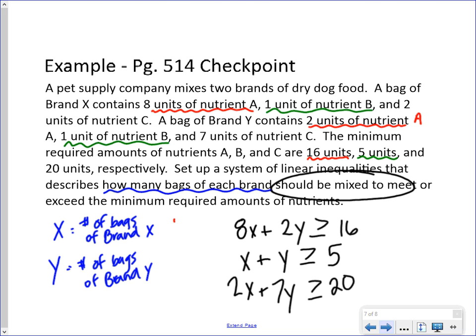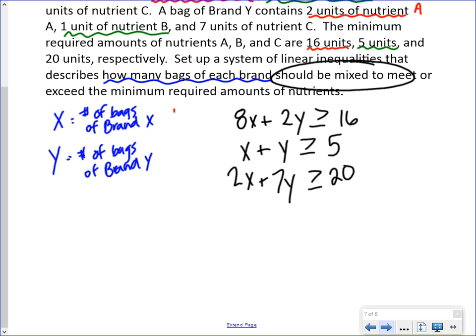Now there are 2 other requirements that I think should be there because we're working in the real world. So imagine me going into PetSmart. What is the least amount of bags of brand X I could buy? I have to buy 1? 0. Am I allowed to go into a store and not buy anything? Yes, I am. So the least amount of brand X that I should buy is 0, and the least amount of brand Y is also 0.